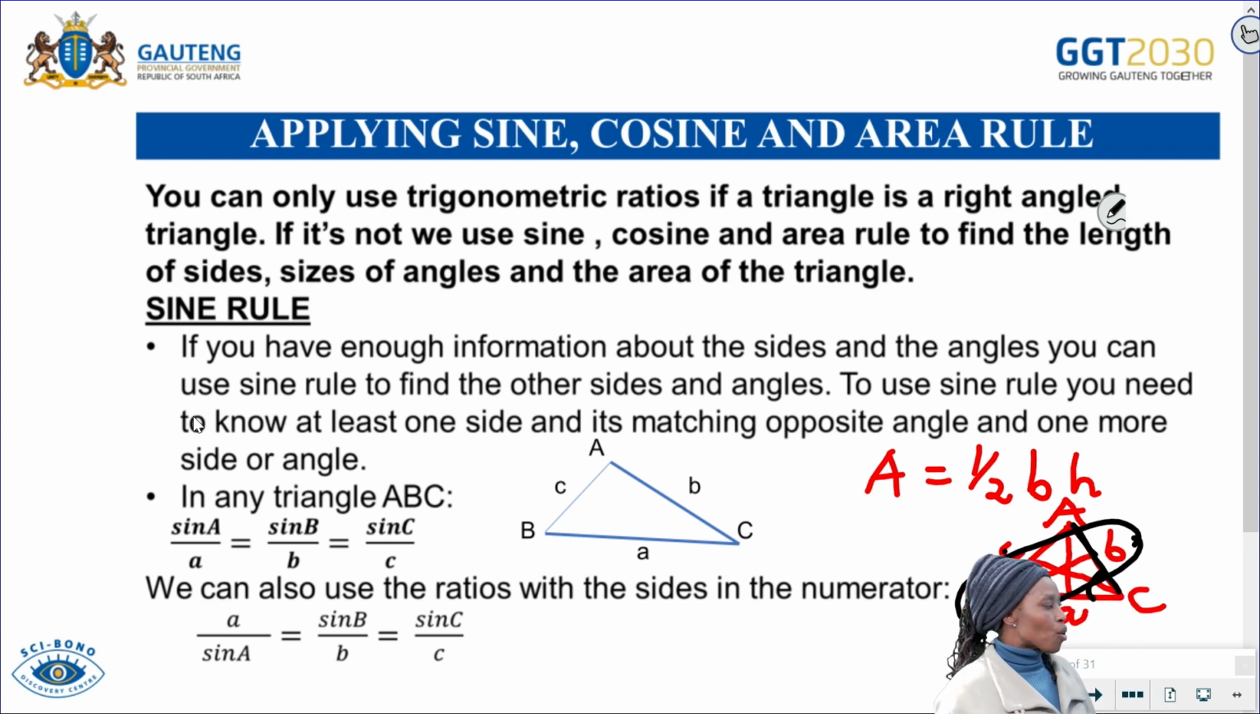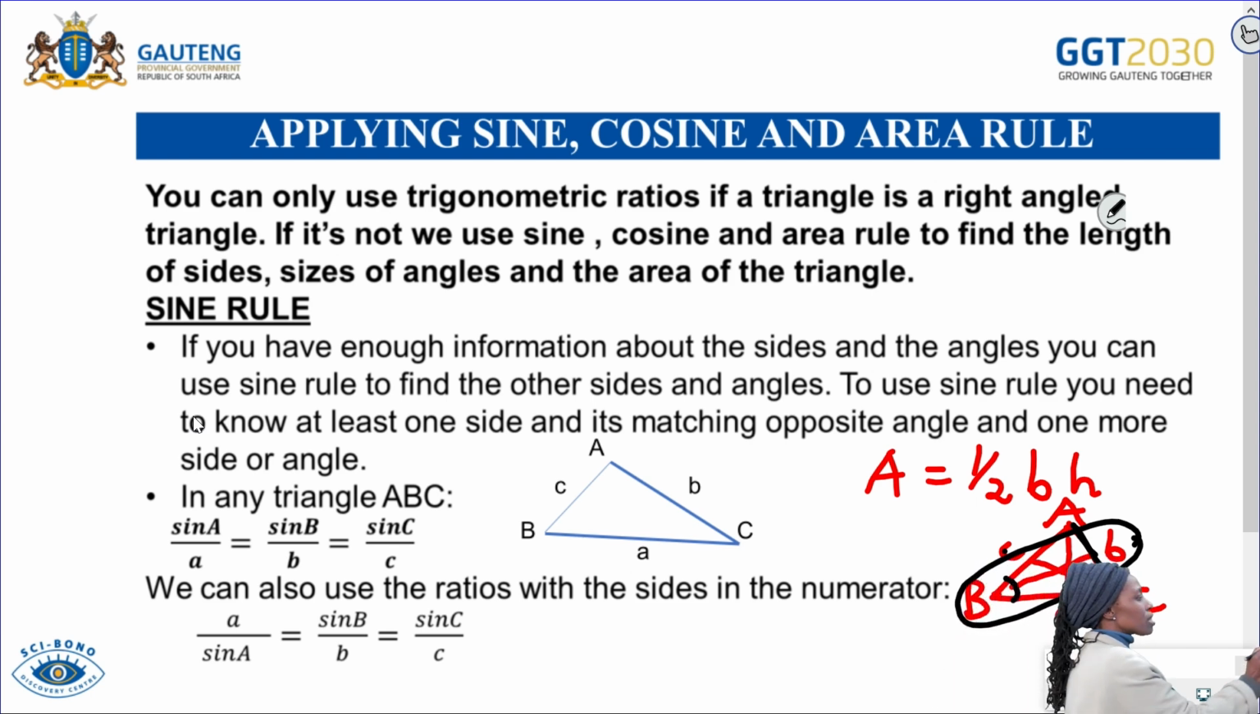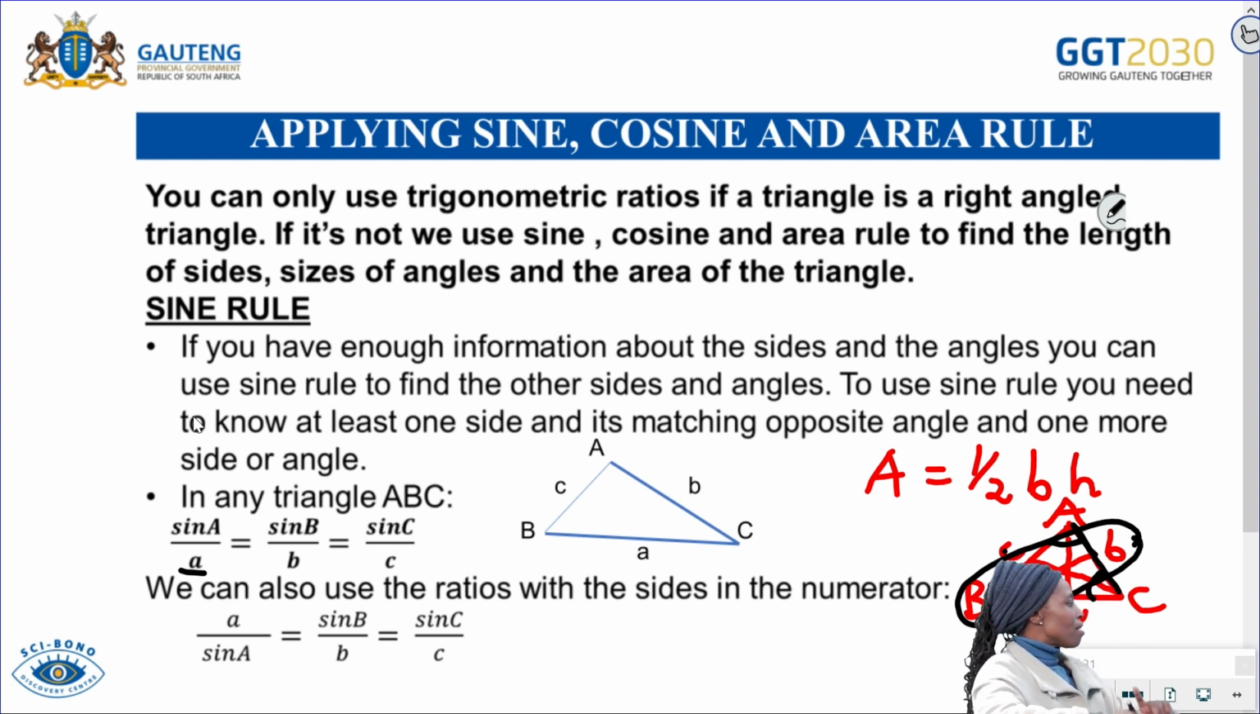The formula that I'm going to use is sine A over a, can you see, sine of the angle over the side, equal to sine of the angle B over the side b, equal to sine of the angle C over the side c. Or you can write them vice versa. You can start with the side over the sine of the angle. That is the formula that you can use.